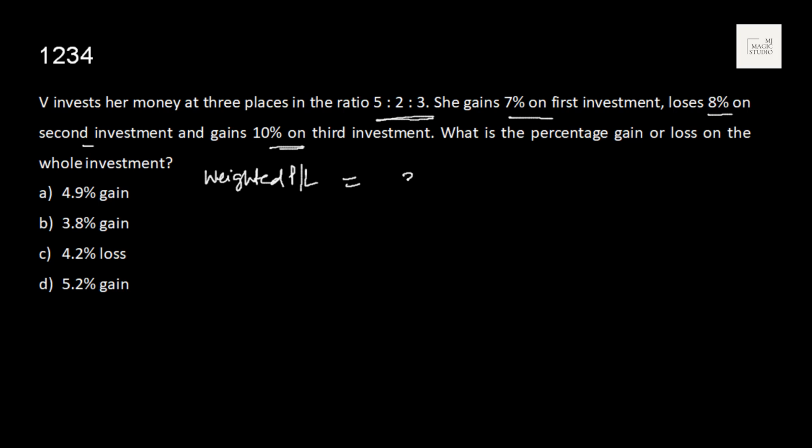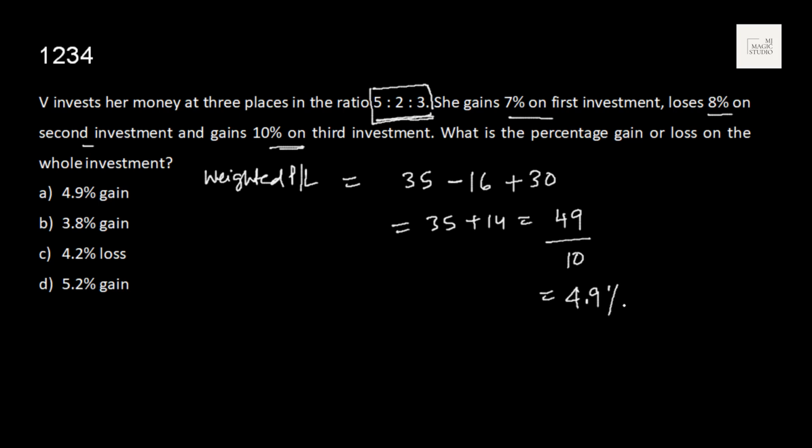5 into 7 is 35. 2 into minus 8 is minus 16. 3 into 10 is plus 30. So this would be 35 plus 14, that is 49. And what is the sum of weights? Sum of weights is 5 plus 2 plus 3, that is 10. 49 by 10 is 4.9% gain. That is the weighted overall percentage gain.